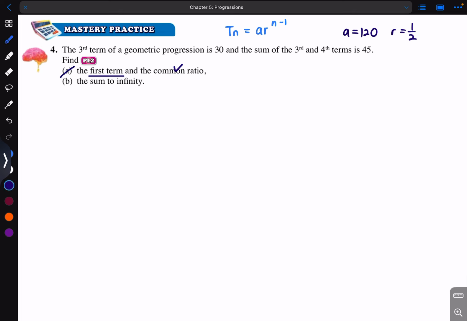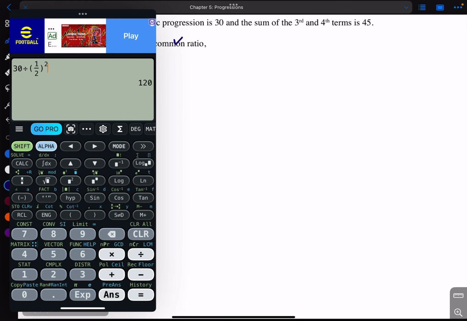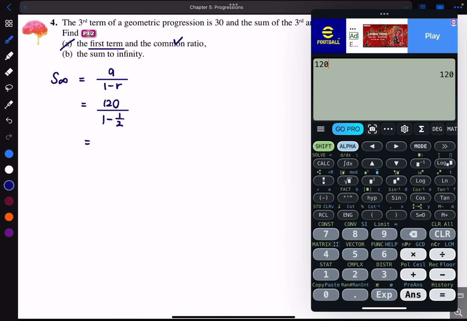B, we need to find the sum to infinity. So S infinity, the formula is A over 1 minus R. So A is 120, R is 1 over 2. 120 divided by 1 minus 1 over 2. 240. Done. That's it.